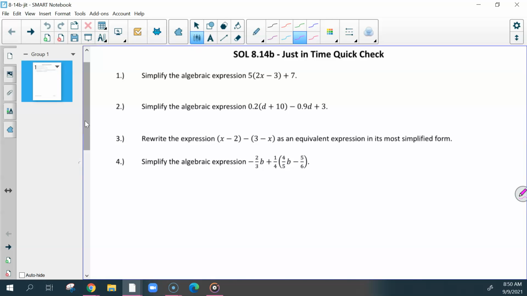Alrighty, let's go over these. We need to distribute in order to simplify. So for number 1, distribute the 5 to everything there. You get 10x minus 15 plus 7. And then combine any like terms. Negative 15 and positive 7 give us negative 8. 10x minus 8 was the answer to the first one.